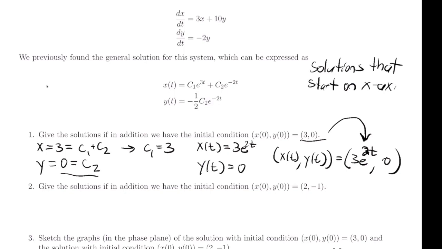Should that be e to the 3t? Yeah, thank you. I think I changed it at some point. It should be, that's the one for C1, yeah, thanks.